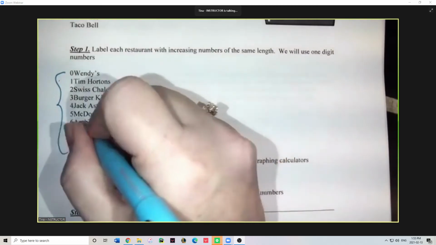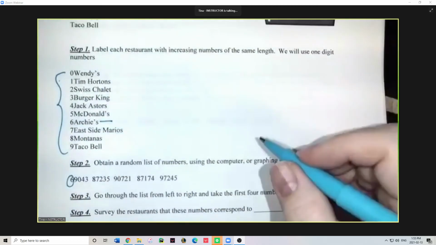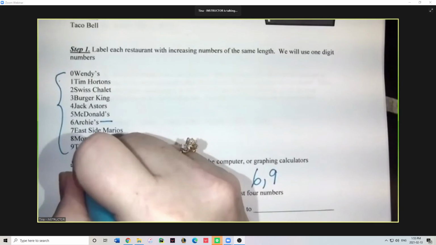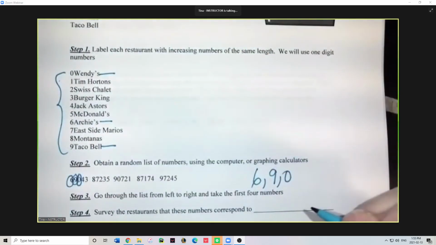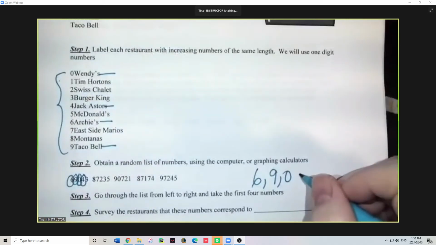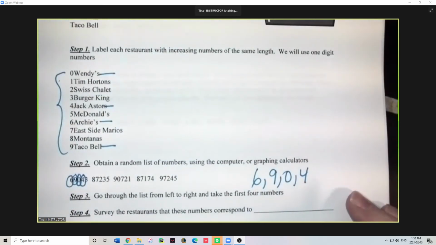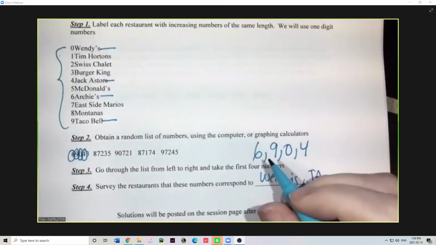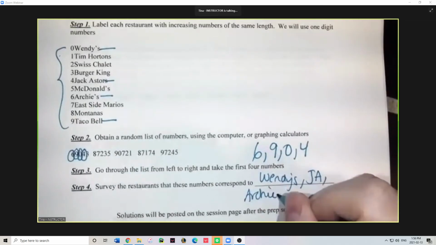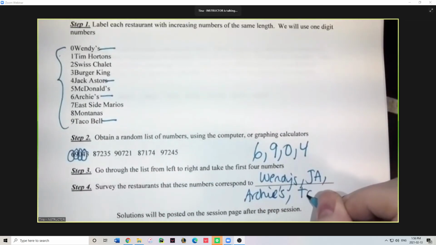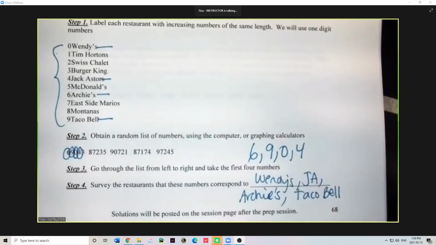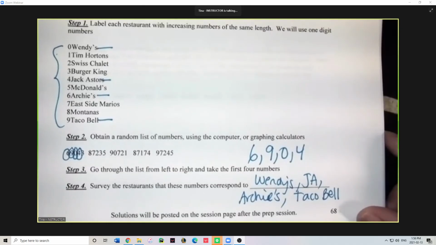So the first number I'd take would be Archie's. And then number 9 would be Taco Bell. 0 would be Wendy's. And 4 would be Jack Astor's. So I would take those restaurants. And it doesn't matter what order you list them in, as long as you have the right 4 restaurants. Sometimes they'll mix up the order of the numbers and not give them in the order that you got them. That's okay, as long as it's the same 4 numbers that you got.